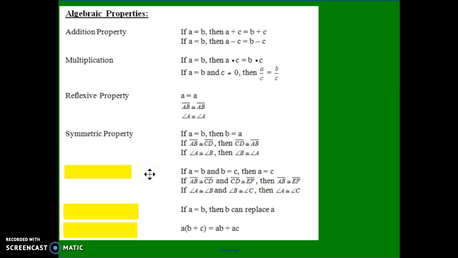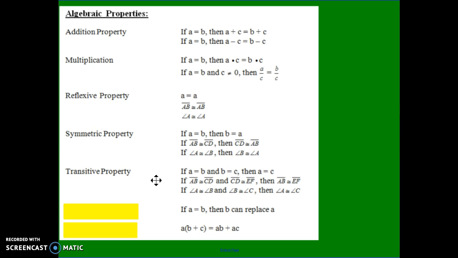The next one we use a lot. If A equals B and B equals C, then A equals C. If you have two line segments, AB and CD, that are congruent to each other, but then CD is also congruent to another segment, EF, then AB is congruent to EF. The same for angles. A is congruent to B and B is congruent to C, then A is congruent to C. This is the transitive property. We're going to use this one a lot.